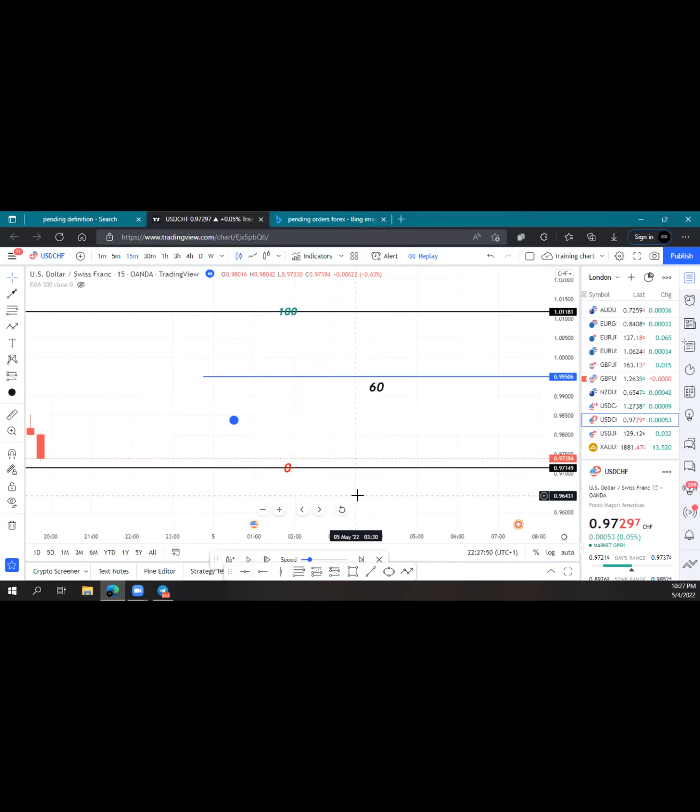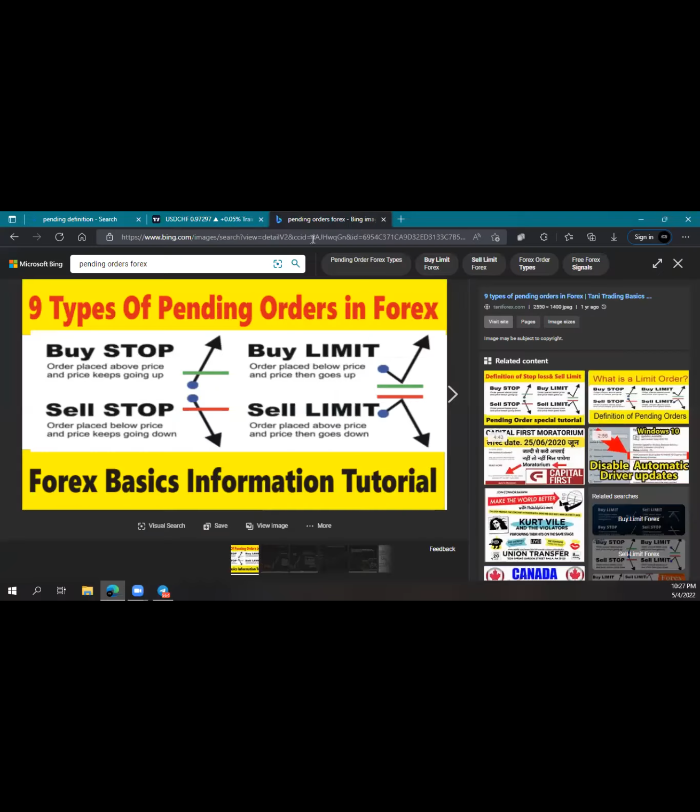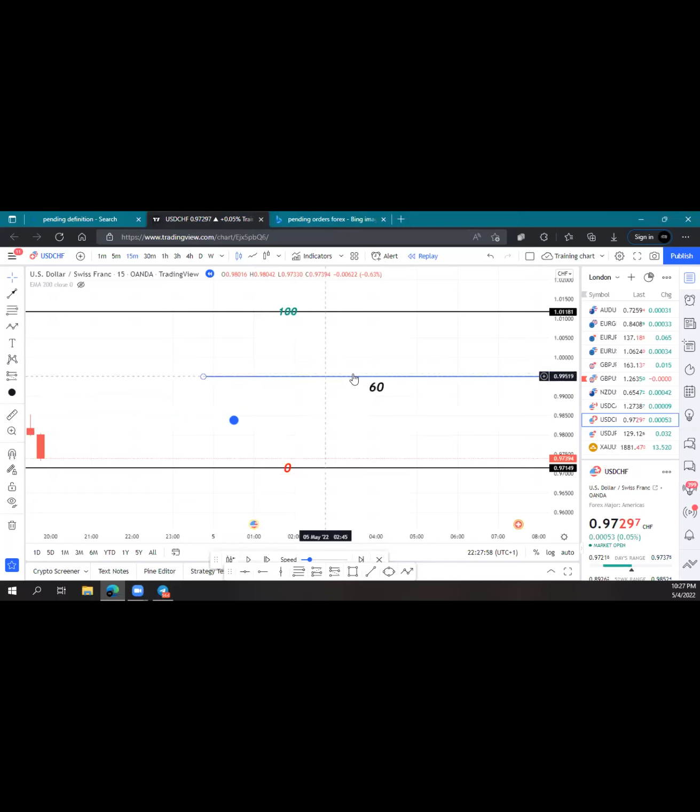Right? Buy stop. What does buy stop mean? The order is placed above the price and price keeps going up, right? So the order is placed above the price, and the price gets to the order and keeps going up till it hits take profit. Buy stop. So now I want to believe that everybody understands pending orders.